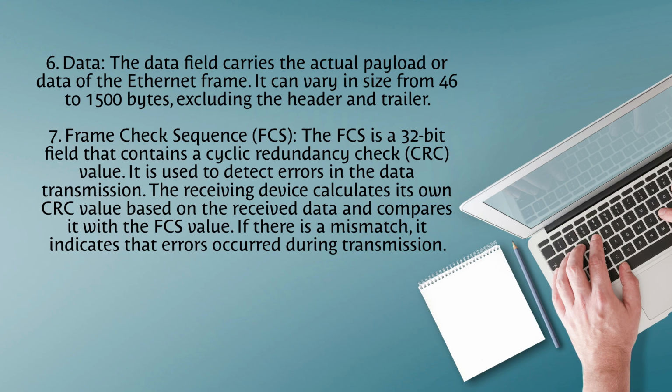7. Frame Check Sequence, FCS. The FCS is a 32-bit field that contains a cyclic redundancy check, CRC, value. It is used to detect errors in the data transmission. The receiving device calculates its own CRC value based on the received data and compares it with the FCS value. If there is a mismatch, it indicates that errors occurred during transmission.